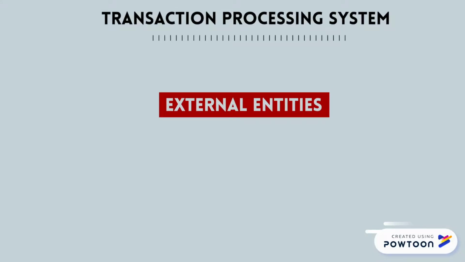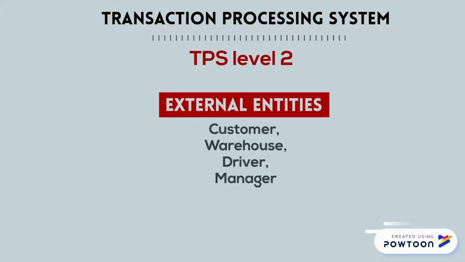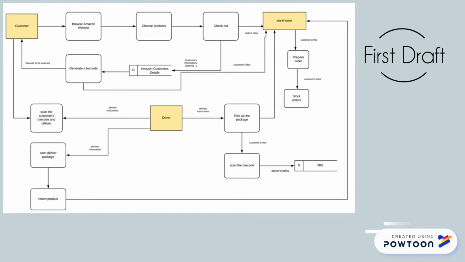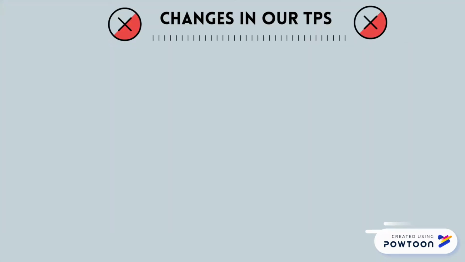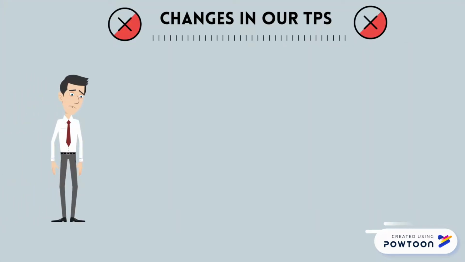There are 4 external entities in the TPS: customer, warehouse, driver and manager. Our first TPS shows the customer browsing the website, choosing the products, completing the checkout and providing customer information such as the address. The driver then picks up the package and scans the barcode on it. However, during the weeks, we realized some changes had to be done to our first draft.